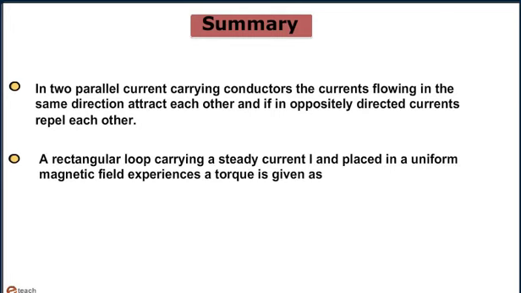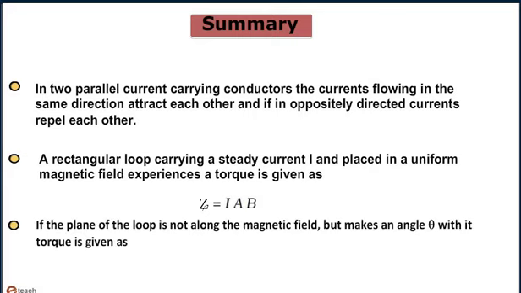A rectangular loop carrying a steady current I placed in a uniform magnetic field experiences a torque tau equals IAB. If the plane of the loop is not along the magnetic field but makes an angle theta with it, the torque can be given as tau equals IAB sin theta.